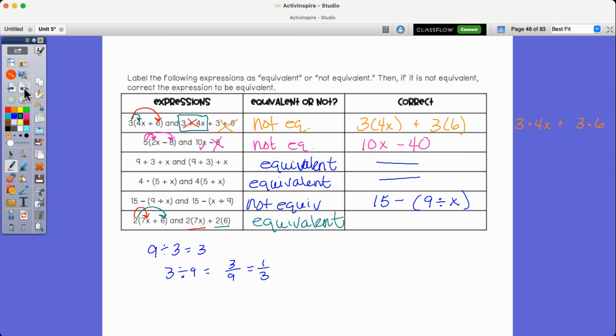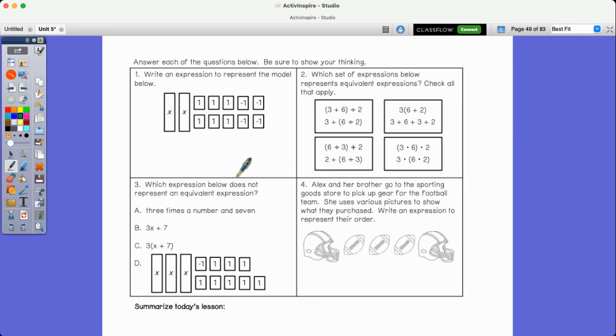Okay, last thing. You guys are going to do these 4 problems. Show your thinking. Write an expression. So what does this say? Cross out your 0 pairs. And then on this one, you're going to decide which set are equivalent. Check all that apply. Could be more than one. There is more than one. So, Number 3, which expression below does not represent an equivalent expression? So one of them doesn't match.